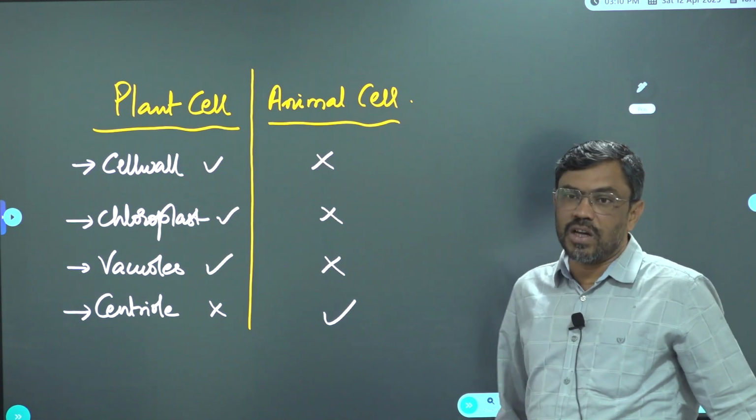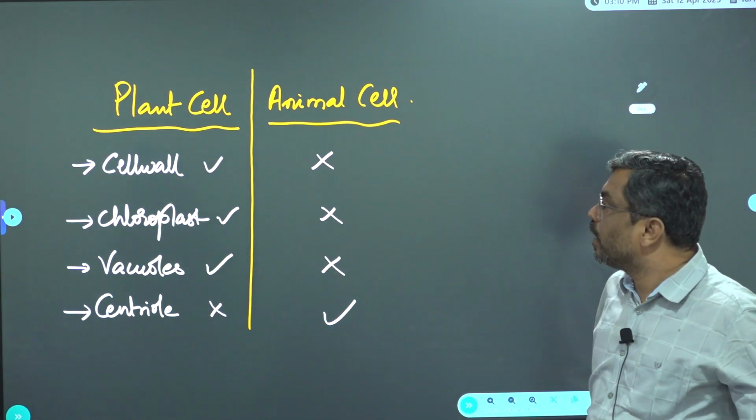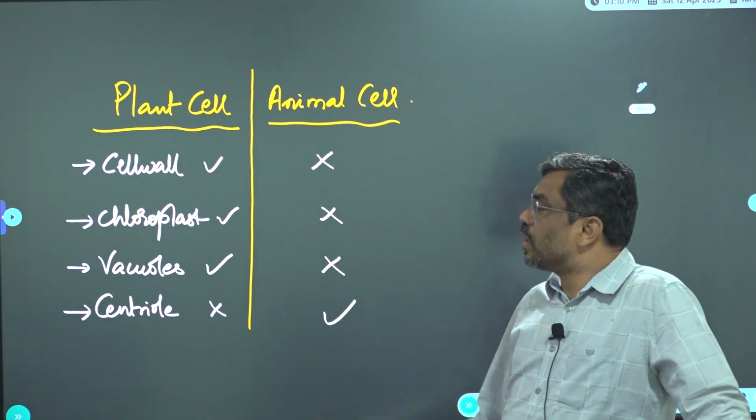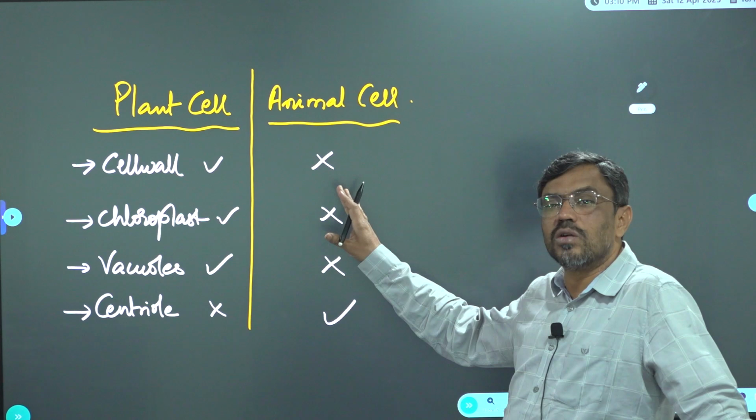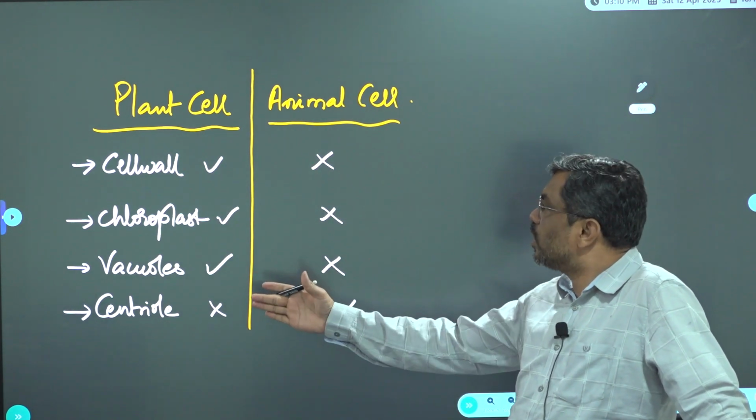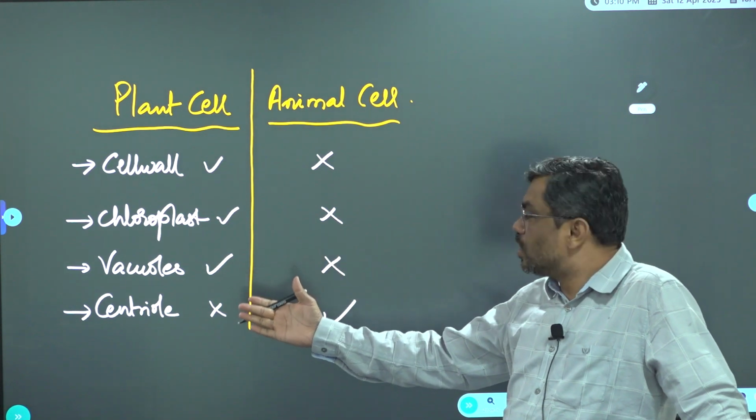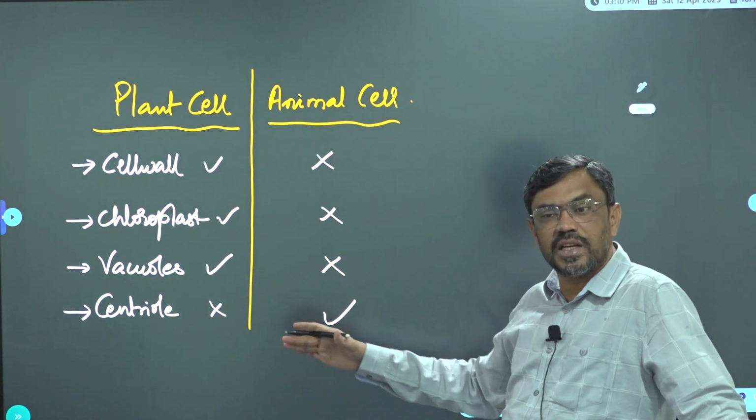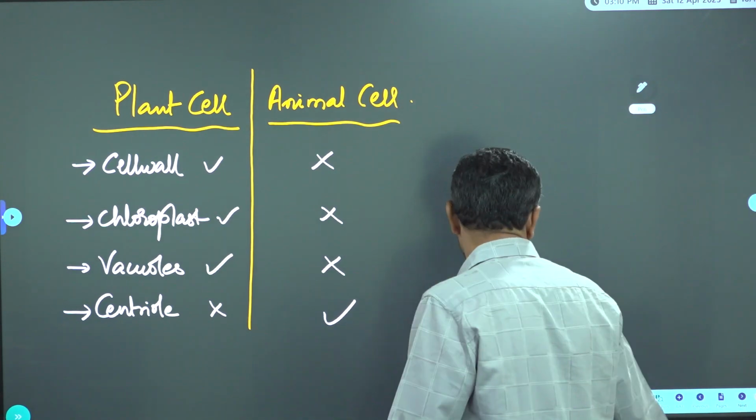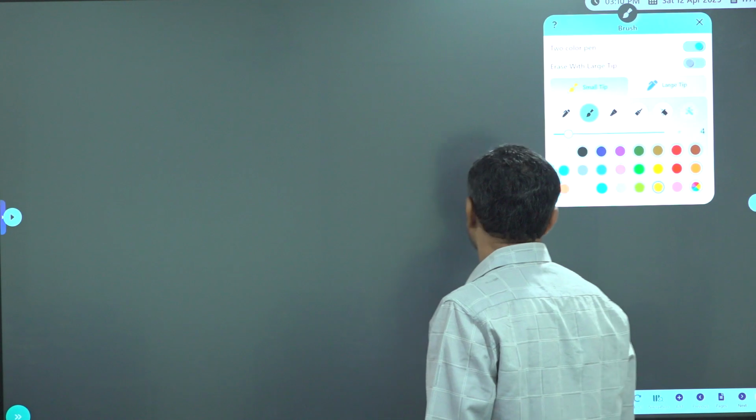So, the cell wall is present in plant cell, whereas in animal cell it is absent. In plant cell, chloroplast is present, whereas in animal cells, chloroplast is absent. In plant cell, vacuoles are present, whereas in animal cell, vacuoles are absent. The centriole is absent in plant cell, it is present in animals. Is it clear? Right. So, let us see the basic structure of the eukaryotic cell.